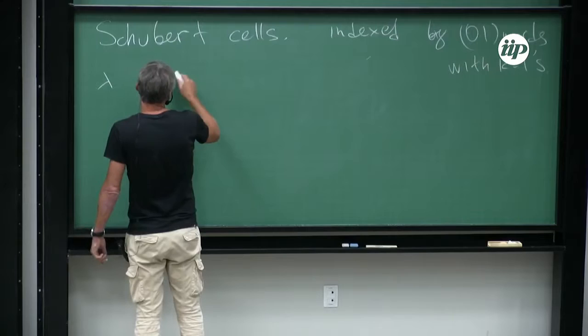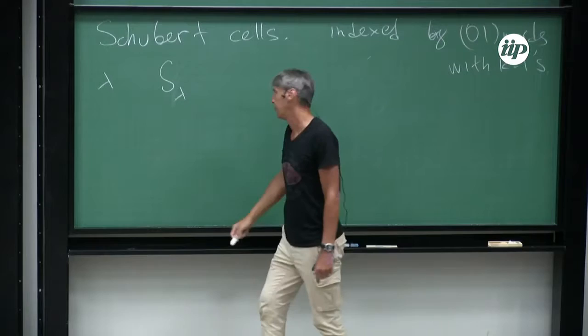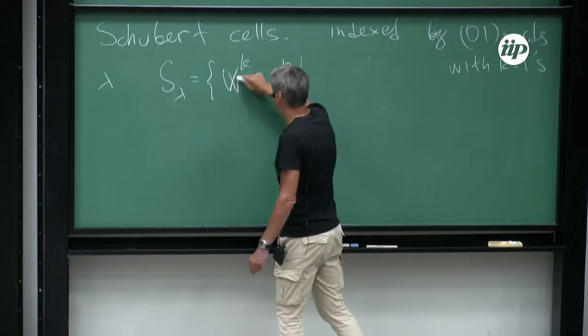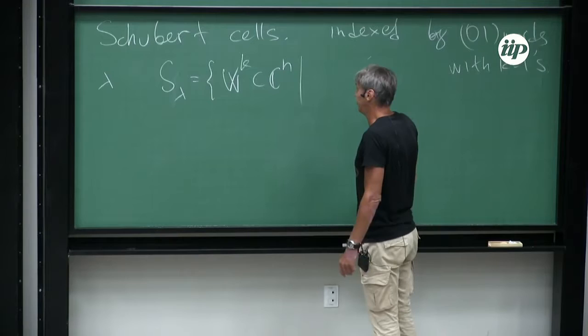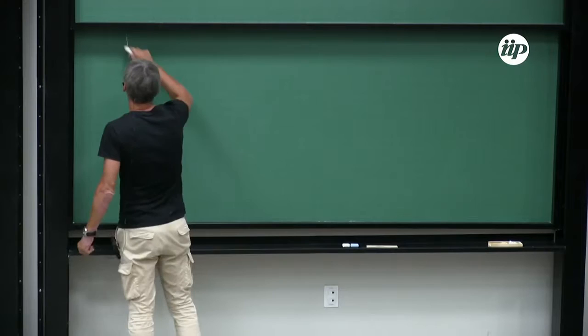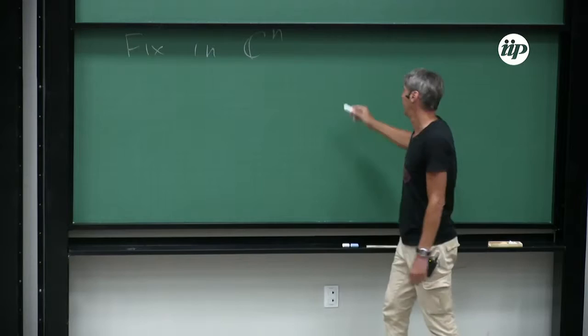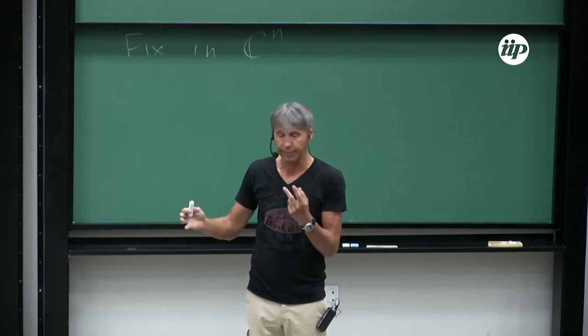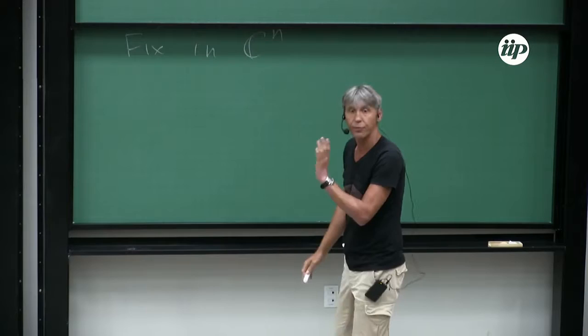So this Schubert cell, indexed by the 0,1 word, is by definition a k-dimensional subspace W inside of my standard C^n, with the following condition. Oh, I forgot a very important thing. Before I do everything, I fix in my C^n a reference flag, namely a system of nested subspaces, the previous sitting inside of the next one, where the difference of dimension of two consecutive ones is one. It's called a flag. Choose a full flag.